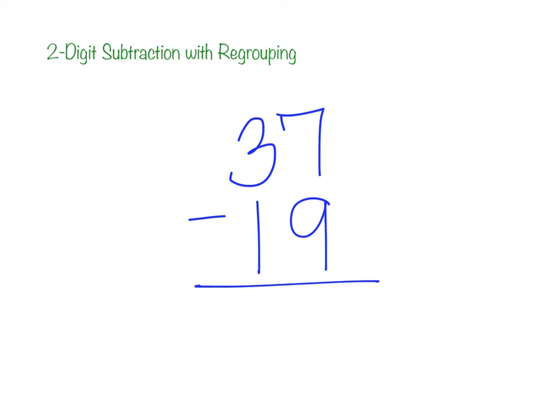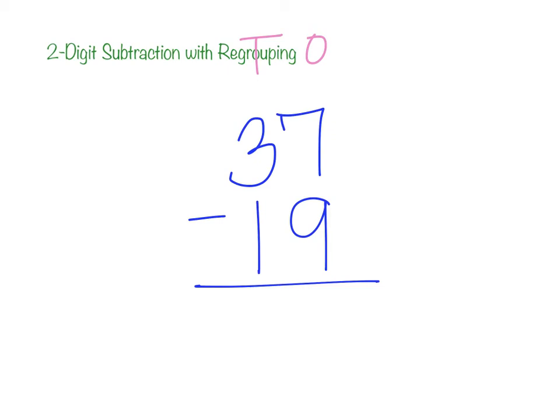Okay, here's our next problem. We have 37 minus 19. So, again, I want to make sure that I am labeling my 1s and my 10s place so I know where to start. Where do I start? Excellent, in my 1s place. And more on the top, don't stop. More on the floor, go next door.